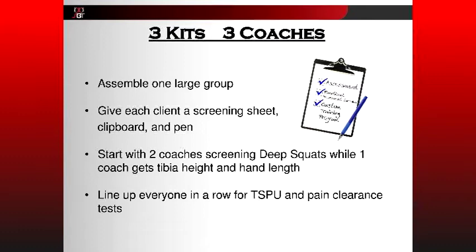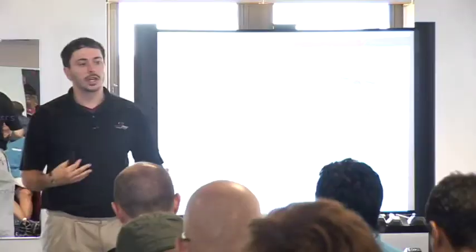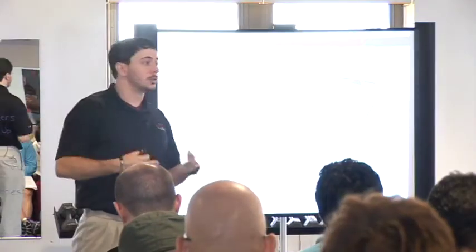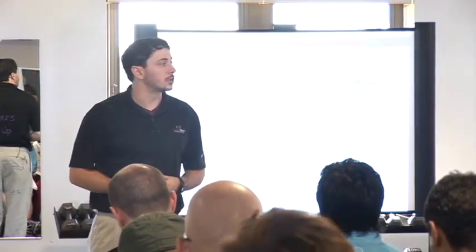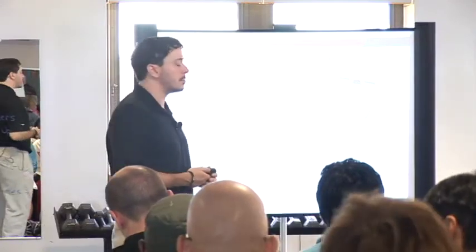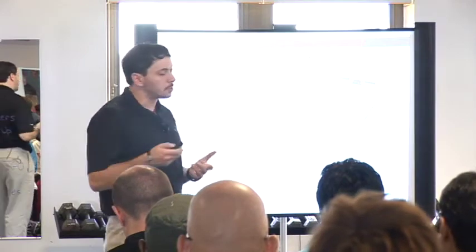So the 3-kit, 3-coach method is going to be, as it says, you have 3 kits, you have 3 coaches. Whenever we do this, we assemble one large group. So I would semicircle everybody up around me. I'd explain what we're getting ready to do. So I'd be like, hey, group of 25, we're getting ready to go through a functional movement screen. We're going to be able to get some information to help us give you better results. I give each person the same thing.